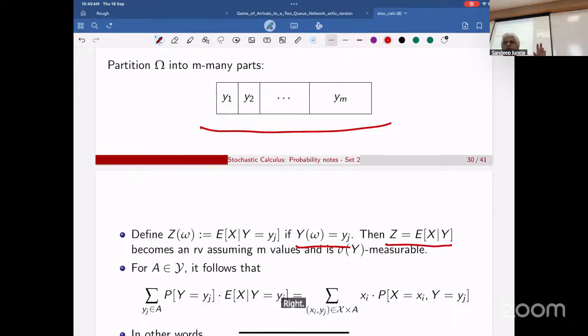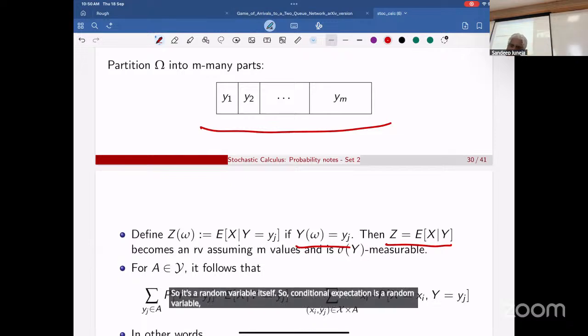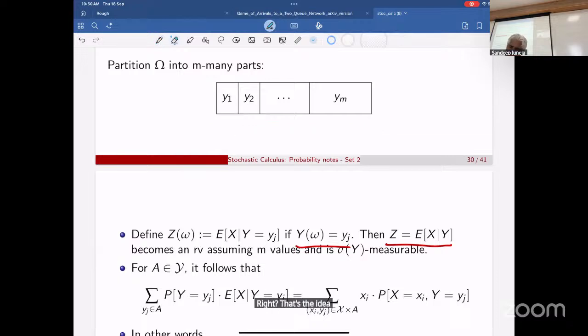Now E[X given Y] is a function of Y. Earlier we fixed Y equal to yj and got a number, but really we are getting a function of Y. So it's a random variable itself. So conditional expectation is a random variable, right? That's the idea we want to carry with us. And it's simpler when you're conditioning on a random variable.